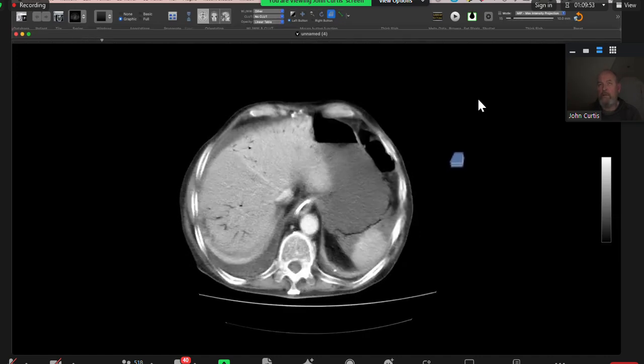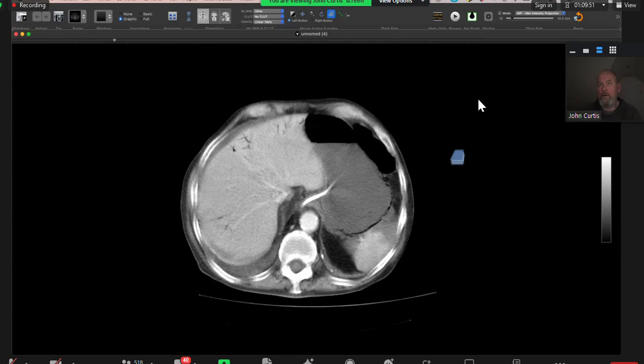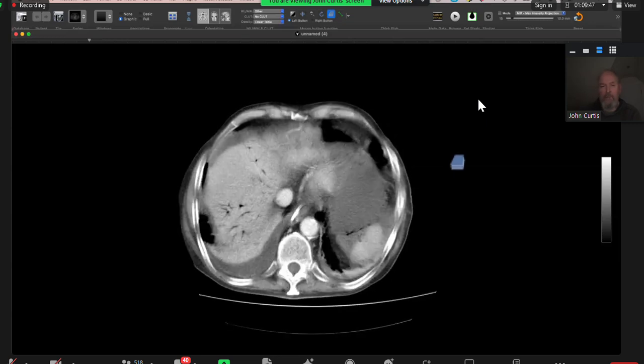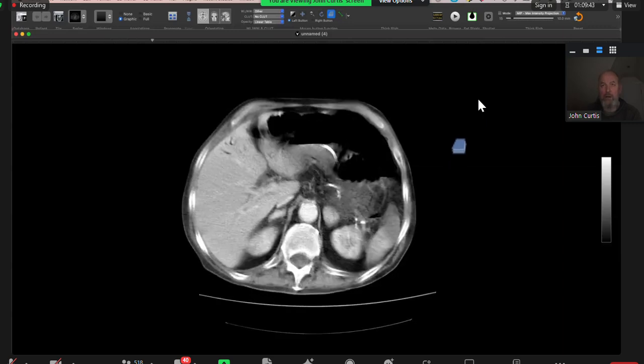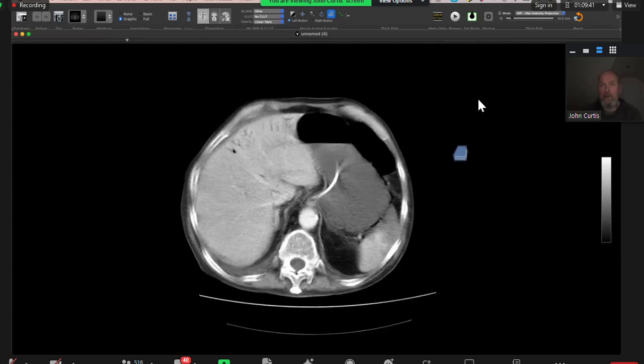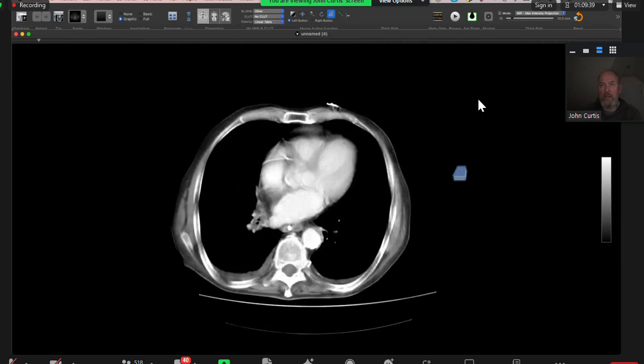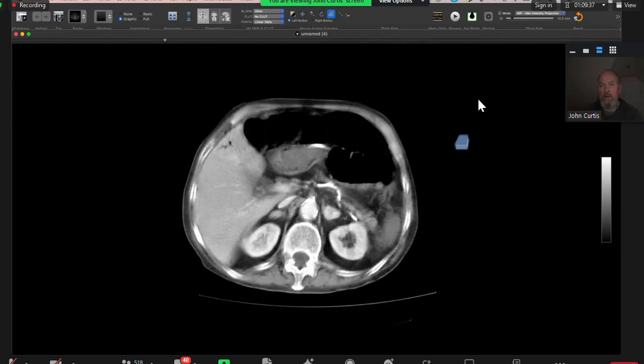Okay, so I can appreciate an NG tube. I can see portal venous gas in the liver. Why is it portal venous gas and not biliary gas? It's going all the way to the periphery. Okay, good. And what else can you see? A bit of bilateral pleural effusion.